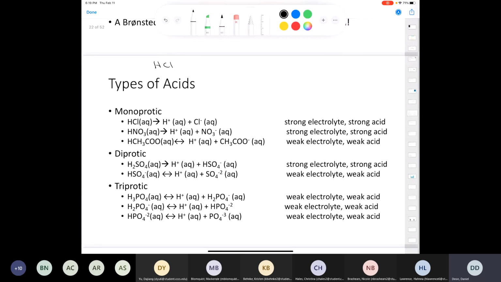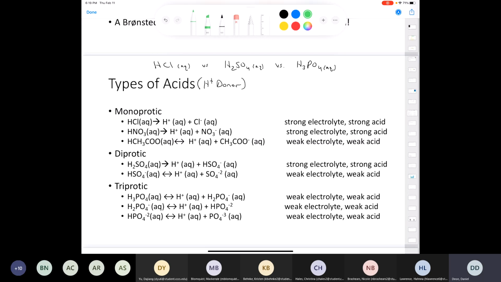If we were to compare HCl versus H2SO4 versus H3PO4, they're all acids. The first one is hydrochloric acid, the second one is sulfuric acid, and the last one is phosphoric acid. What's the Bronsted definition of an acid? It's a proton donor, something that donates a proton.